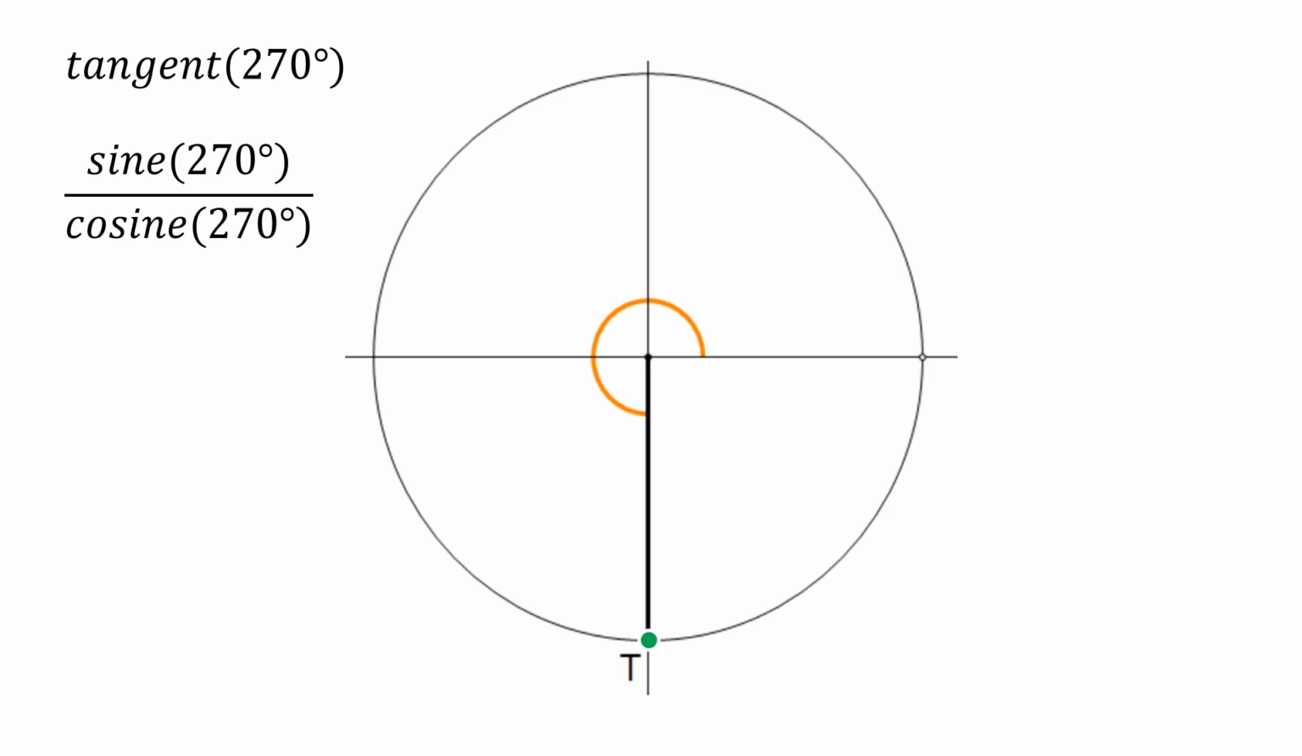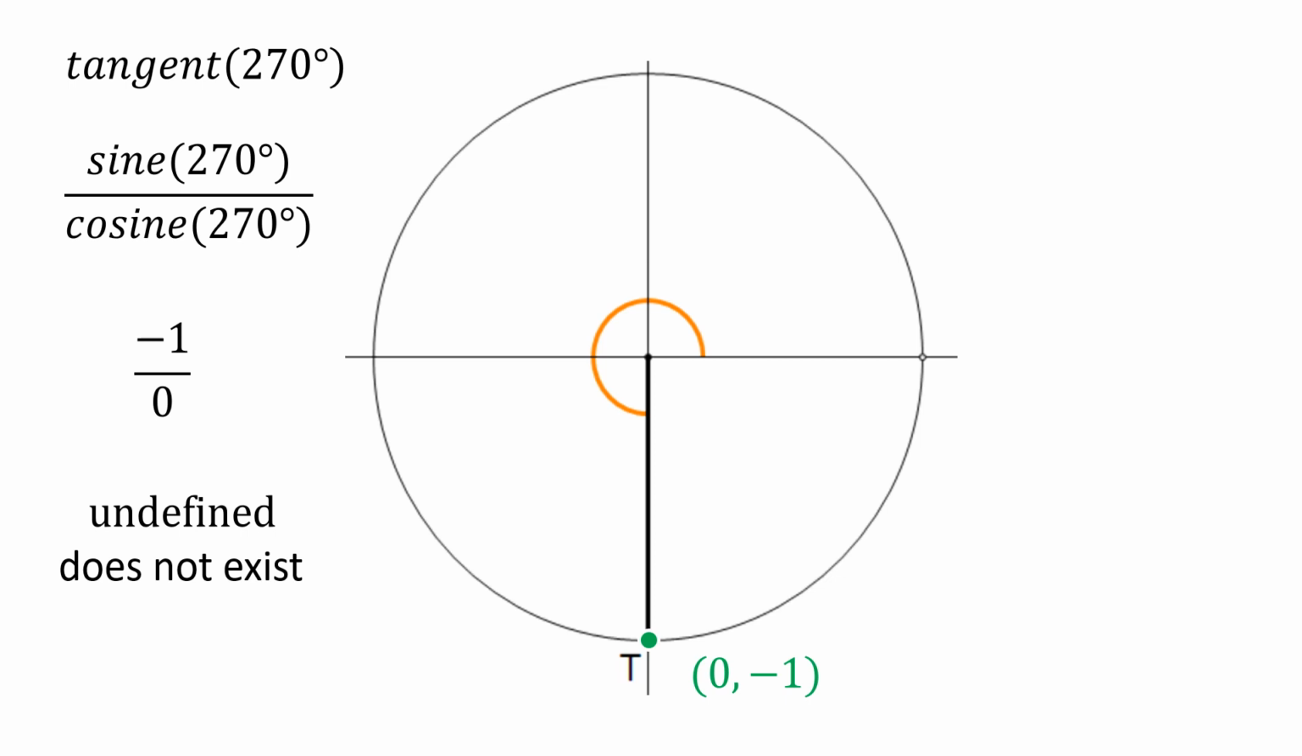Tangent of 270 degrees is a kind of a unique problem, not unique, but very interesting because of where the terminal point of 270 is. Remember, this is the point 0, -1. The tangent is the sine divided by the cosine. The sine is the y-coordinate, and the cosine is the x-coordinate. Now, you'll recall from previous math classes, hopefully, that you cannot divide by 0. There's no such thing. This thing does not exist and is therefore undefined. So watch out for the undefined tangents.